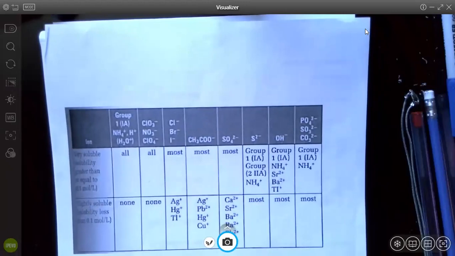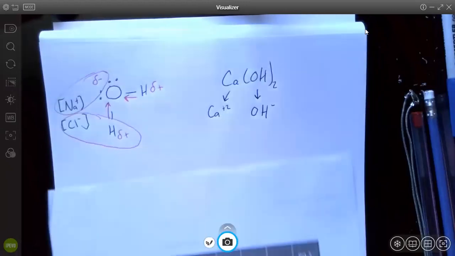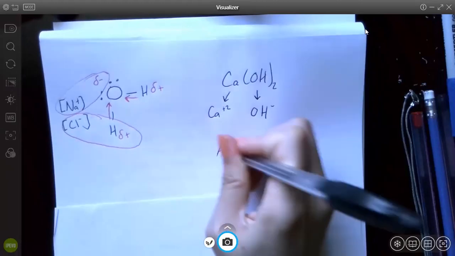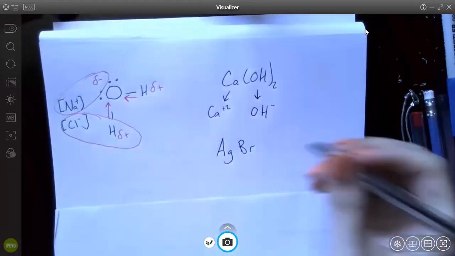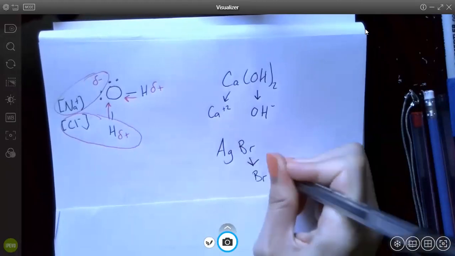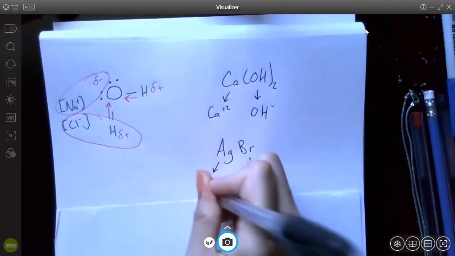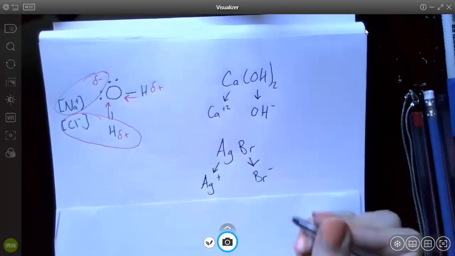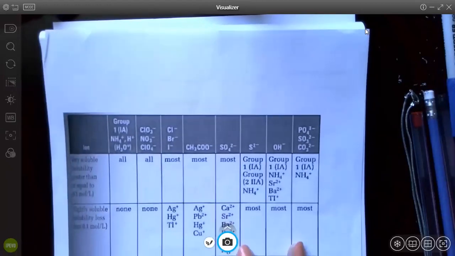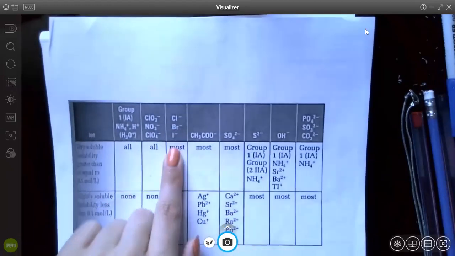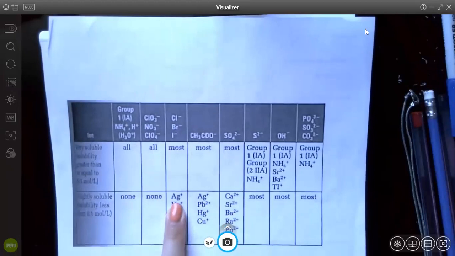We could also do the example of, let's say, silver bromide. So silver bromide is AgBr. So we would find the bromine ion first, since it is our nonmetal. Then we would find our silver ion, since it is the metal. So bromine is right here, and then we look underneath, and silver is listed as one of the ions down here, so therefore it is slightly soluble.